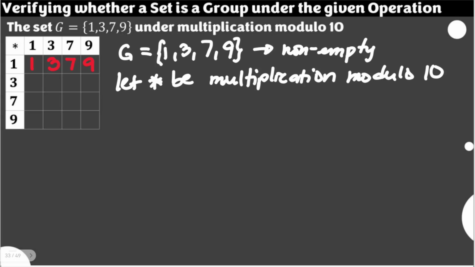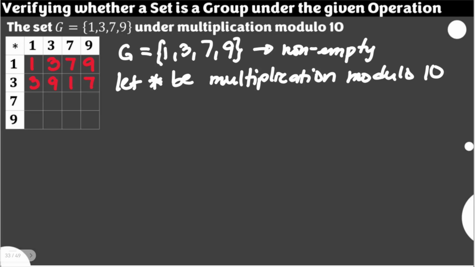Continuing on the next row, 3 times 1 is still 3 modulo 10. 3 times 3 is 9, but under modulo 10 is still 9. 3 times 7 is 21. When divided by 10, that's 20, right? The remainder is actually 1. And then 3 times 9 is 27, so modulo 10 is 7.